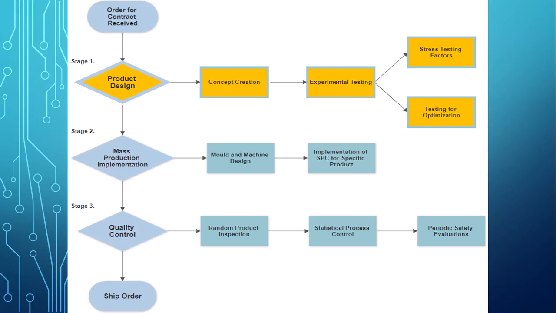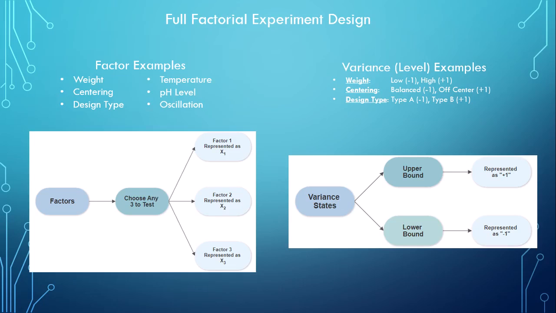A statistical concept called full factorial experiment design provides engineers with a method of greatly reducing time and cost by minimizing the number of necessary test runs to just 8. The idea behind full factorial experiment design is that a product or design can be simultaneously tested for 3 factors that each have their own continuous variance states.